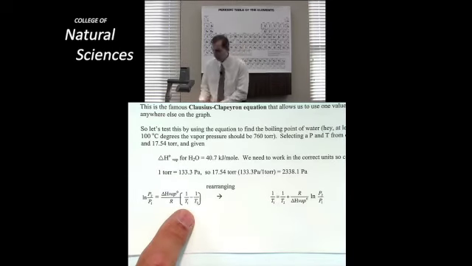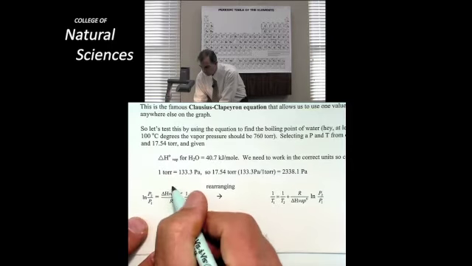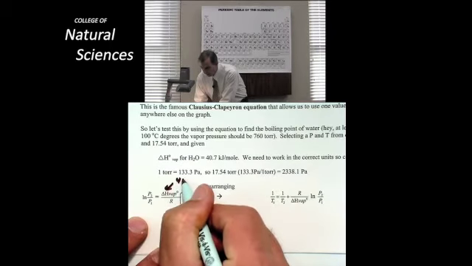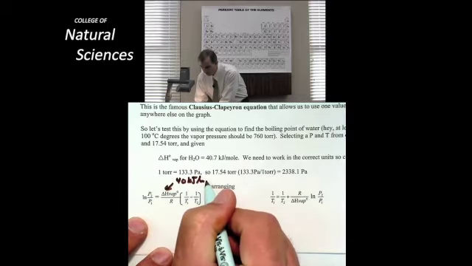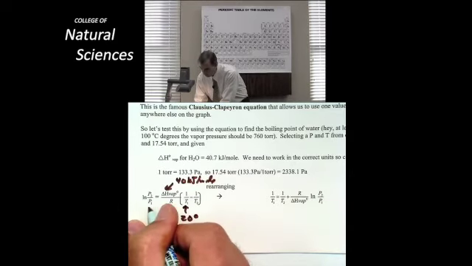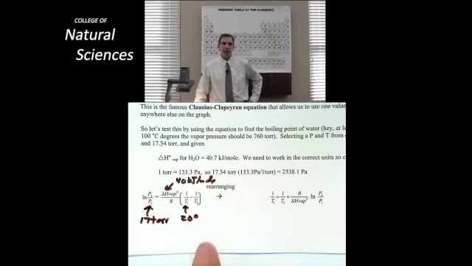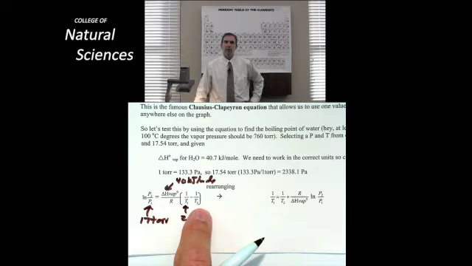Well, if I happen to know what the heat of vaporization is for water, I know it's about 40 kilojoules per mole. And I happen to know one temperature, for example. I know that water has a vapor pressure at about 20 degrees of 17 torr. I can, for any other temperature, predict a new vapor pressure.